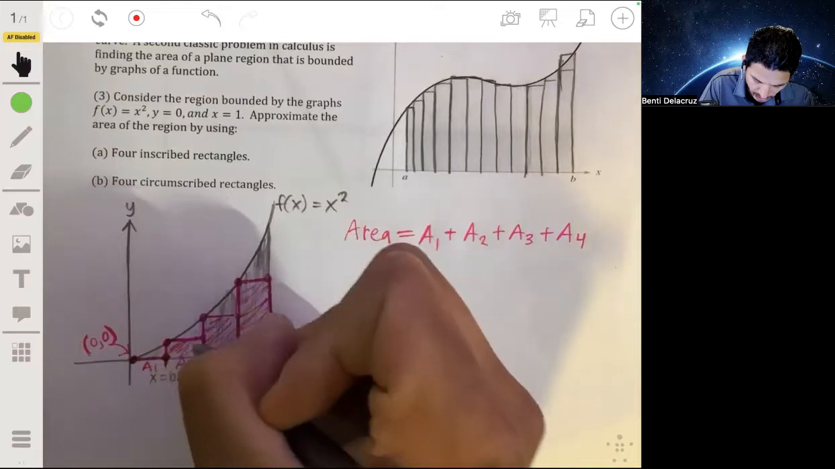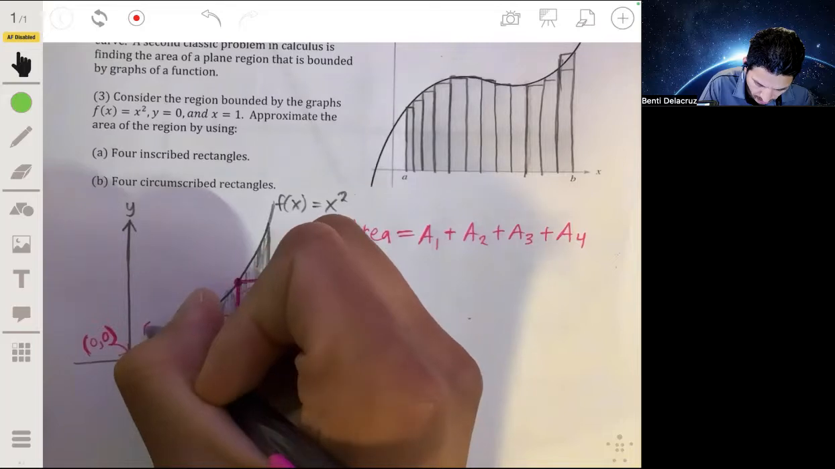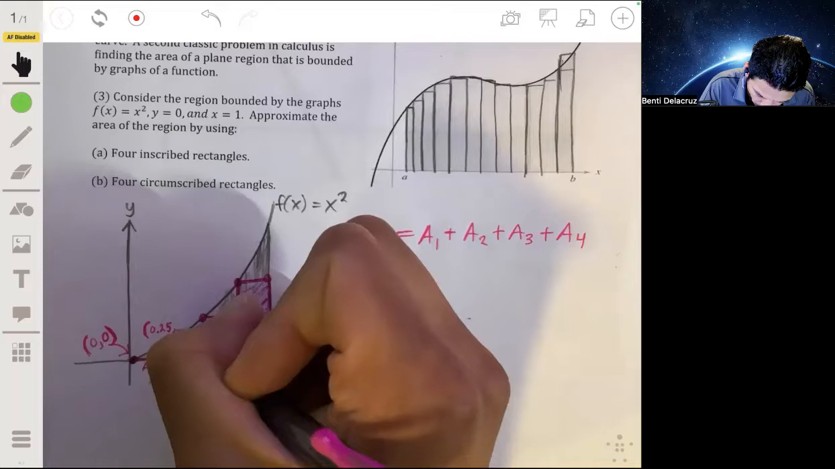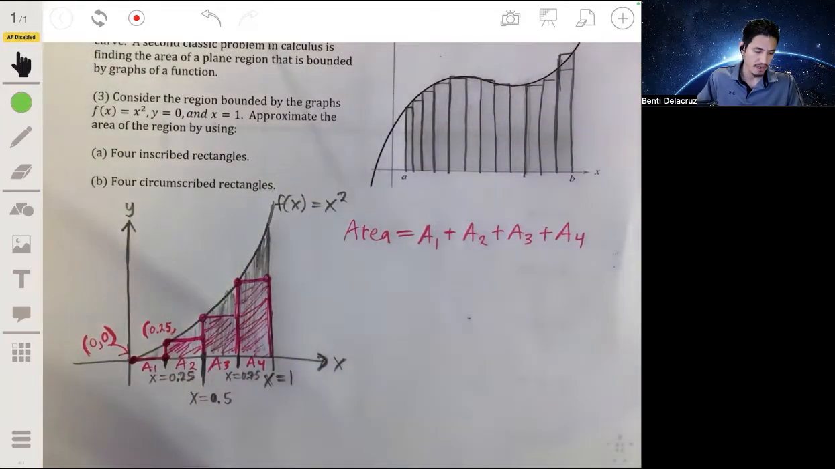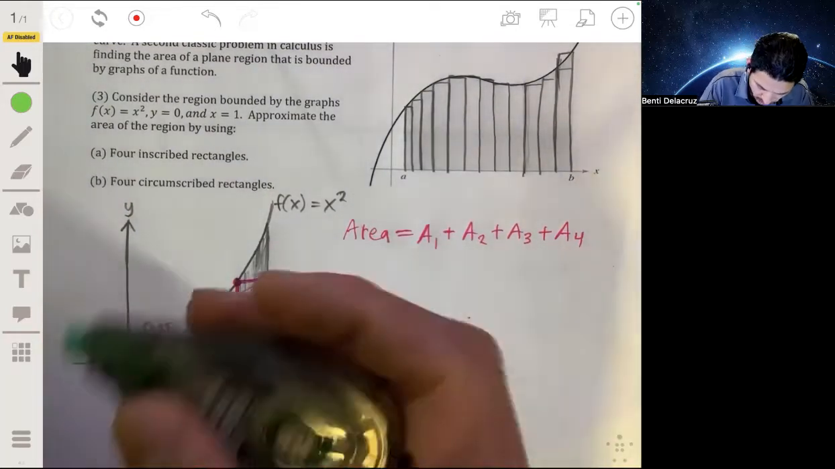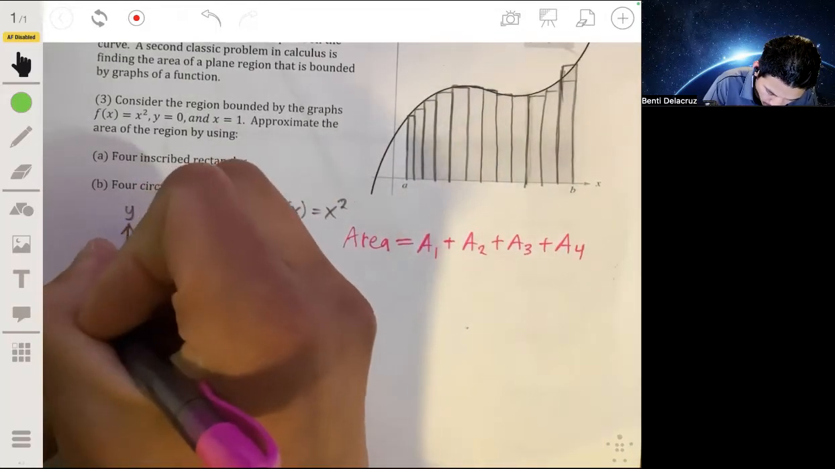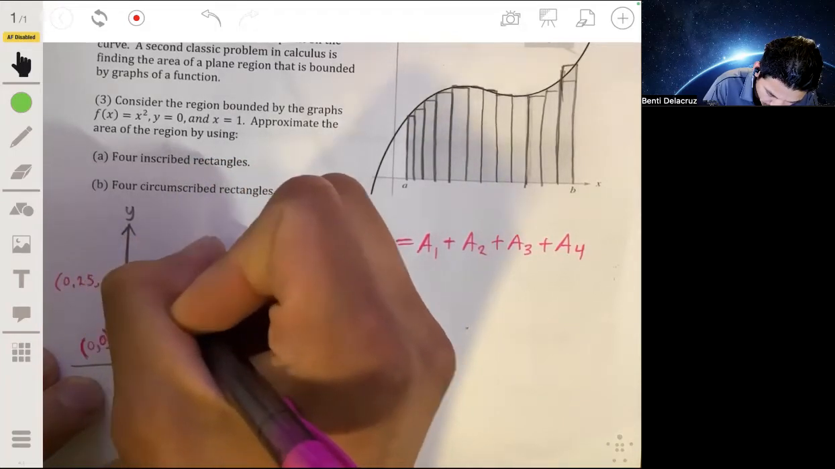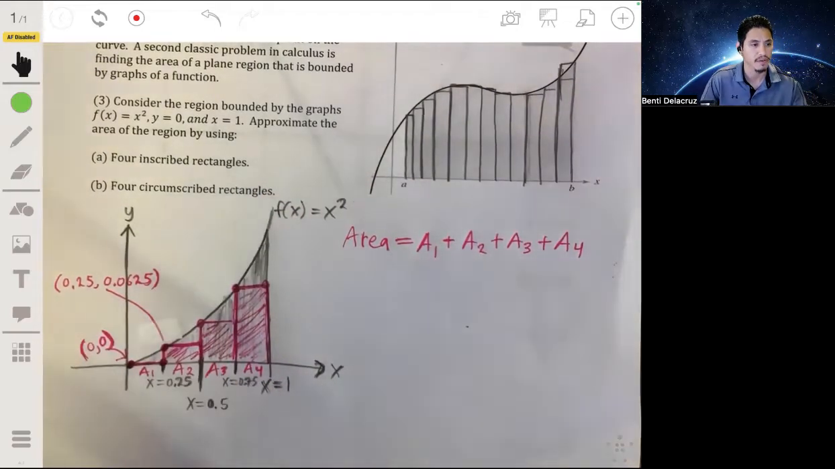Now, for the next rectangle, we're going to look at this top left coordinate, and that's going to be at 0.25, comma, remember, since it's on this parabola, you're going to do 0.25 squared, which will give us 0.0625. So let me actually draw this point a little farther out so we don't get it mixed up. Let me put it at 0.25, and the y coordinate would be 0.0625 because that's 0.25 squared. Because again, it's on the parabola. It's on the equation y equals x squared.